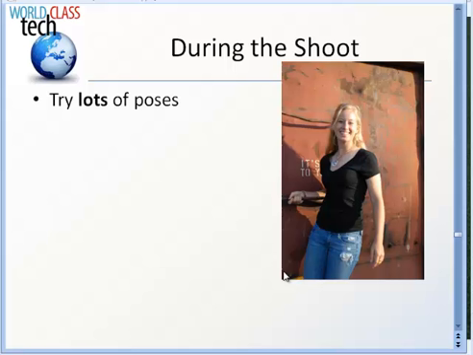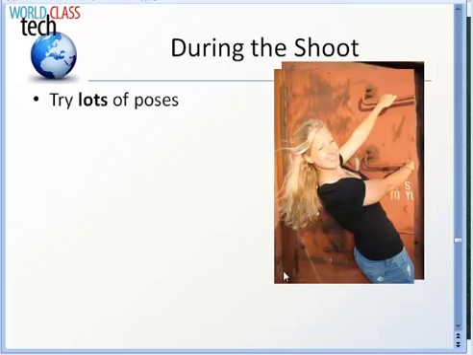Andrea really liked this, but at the last minute we just decided to try it. Here's a different pose on that same railroad car, and she leaned backwards like that. Again, seems like a strange pose. Maybe at the time she felt a little funny doing it, but it turned out to be one of her favorite photos from the shoot.